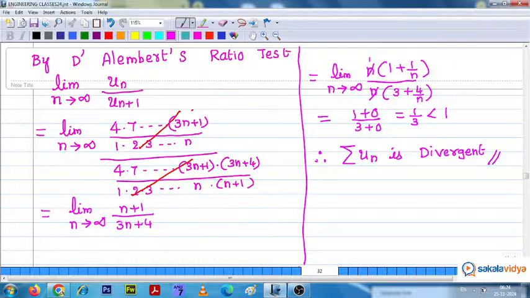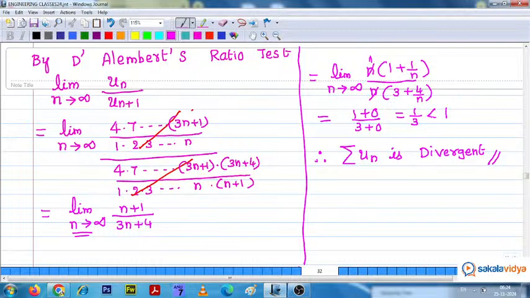So we need to write the reciprocal. So limit n tends to infinity 3n plus 1 by 3n plus 4. From the numerator take n common, so we get n into 1 plus 1 upon n, divided by, in the denominator let us take n common, 3 plus 4 by n. Now limit as n tends to infinity, 1 by n is 0, 4 by n is also 0. So 1 plus 0 by 3 plus 0, that is 1 by 3. 1 by 3 is less than 1.